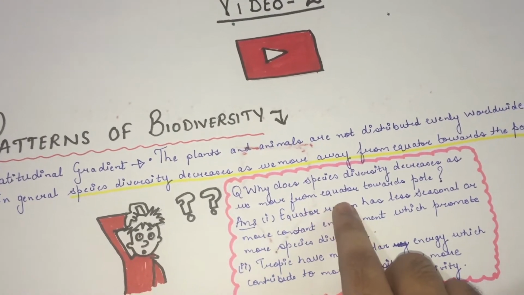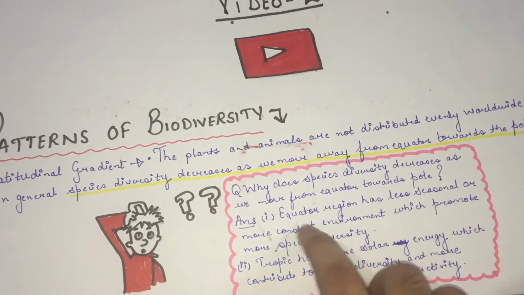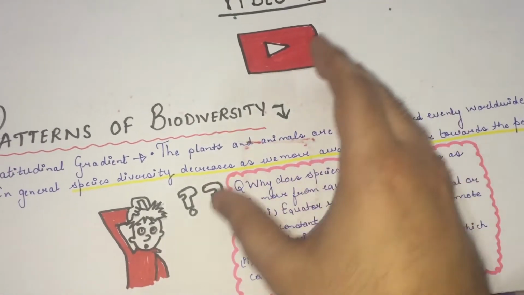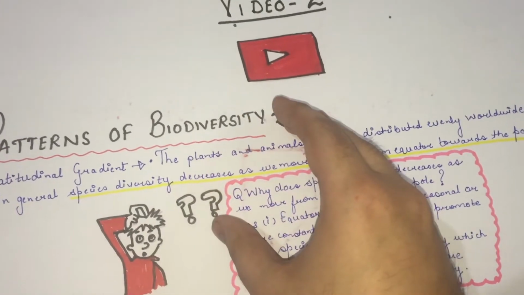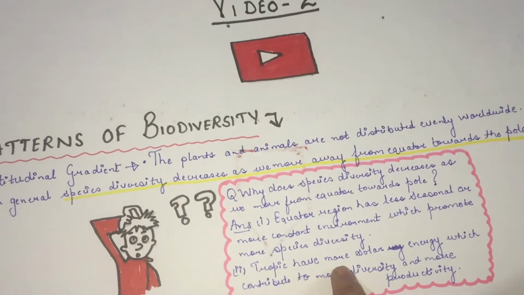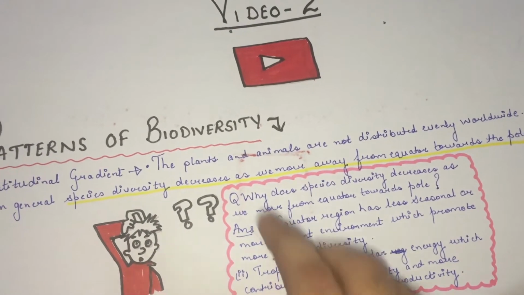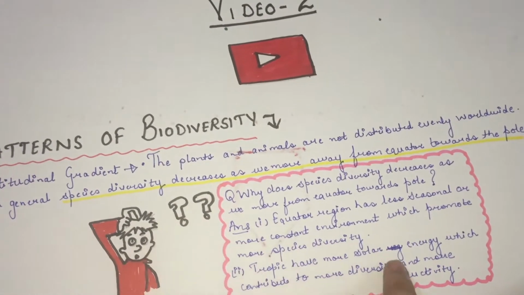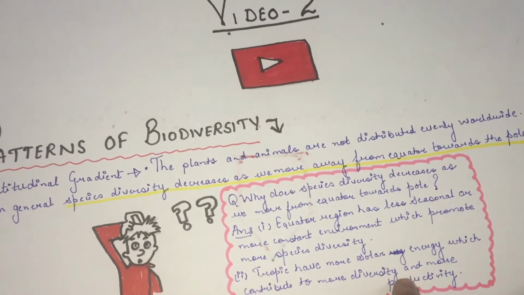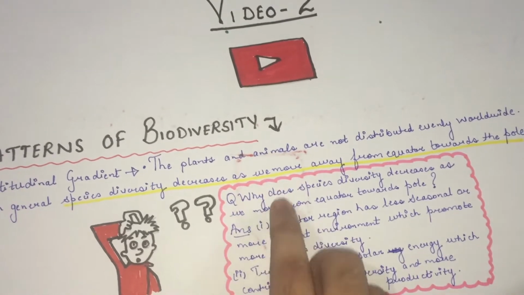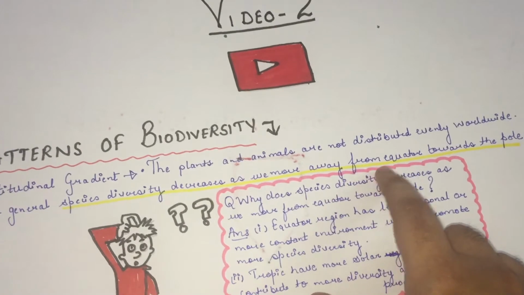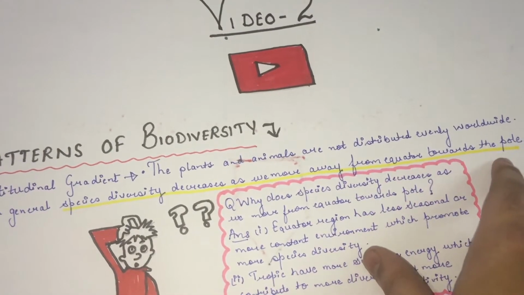So the equator region has a less seasonal and more constant environment, so there is more species diversity in the areas closer to the equator as compared to areas towards the pole. Second, the tropics, the areas closer to the equator, have more solar energy, which contributes to more diversity and more productivity. So you should remember these two reasons why species diversity decreases as we move away from the equator towards the pole.